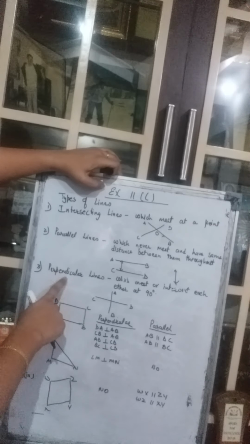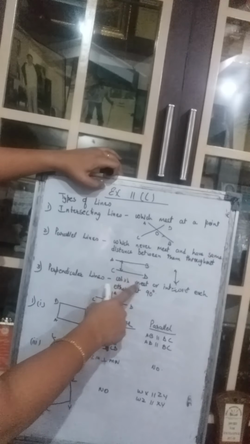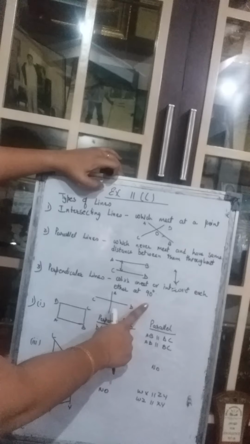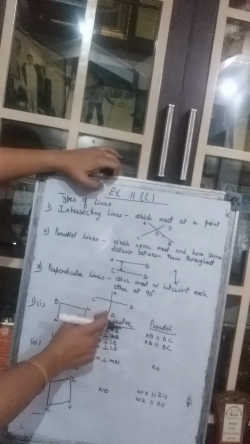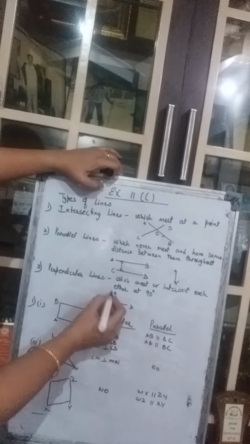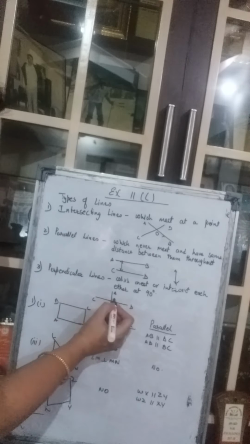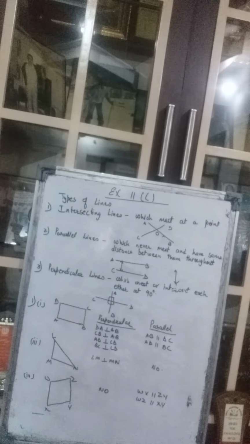Then third, we have perpendicular lines. What are perpendicular lines? They are the lines which meet or intersect each other but at 90 degrees only. For example, you can see here AB and CD, they are two lines and they are meeting absolutely straight. The angle made by them is 90 degrees, right? Each angle is 90 degrees. So that means they are perpendicular lines. Based on this, we will do our exercise.